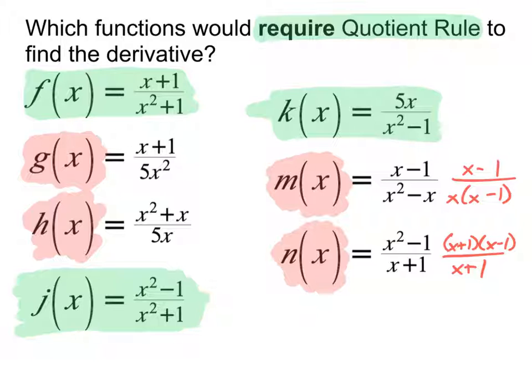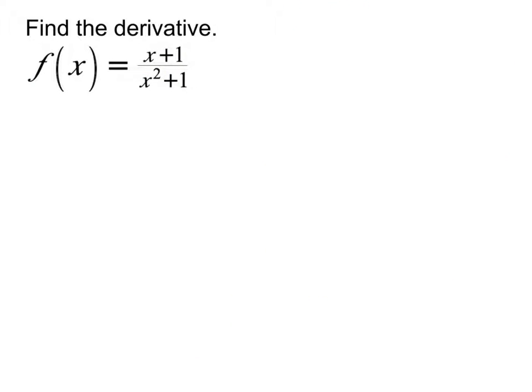All right, now for some of these, we did need to use quotient rule. So I want to practice with some. So here's that same f of x, the very first one that we talked about. I'd like you to please find the derivative of this, which we would not have been able to find any other way.